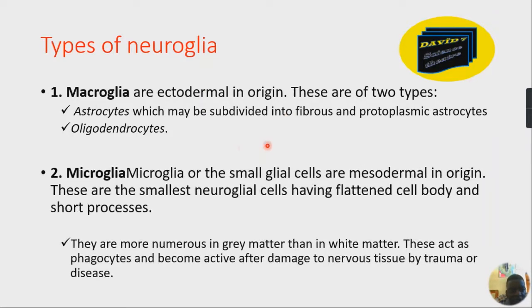Okay, and the microglia, or what you can call the small glial cells, are mesodermal in origin. These are the smallest neuroglial cells, having flattened cell body and short processes. They are more numerous in gray matter than in white matter. These act as phagocytes and become active after damage to the nervous system by trauma or by disease. That is the function of microglia. They are phagocytes.